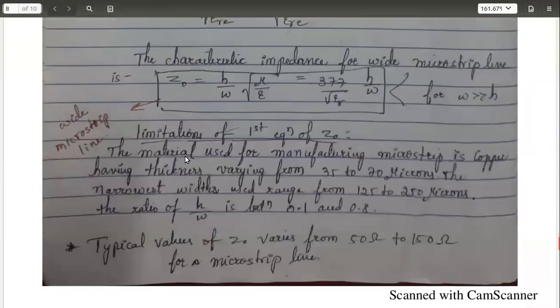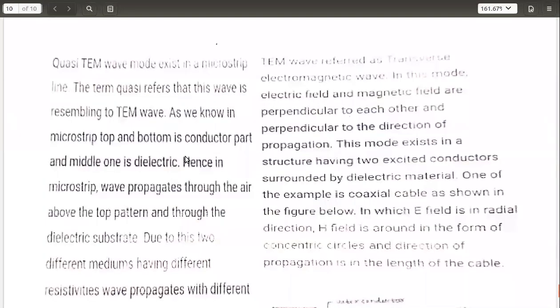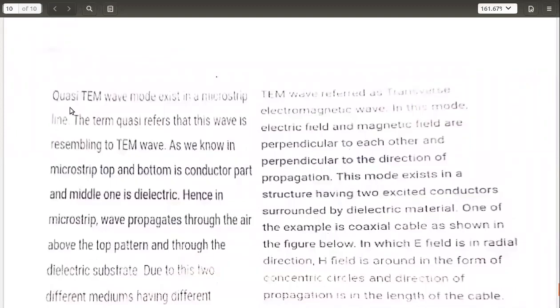I have added some information about quasi-TEM here. So what is this quasi-TEM? This is the mode of propagation that exists in a microstrip line. The term quasi refers to the fact that this wave resembles a TEM wave. So it resembles, not exactly, it resembles.